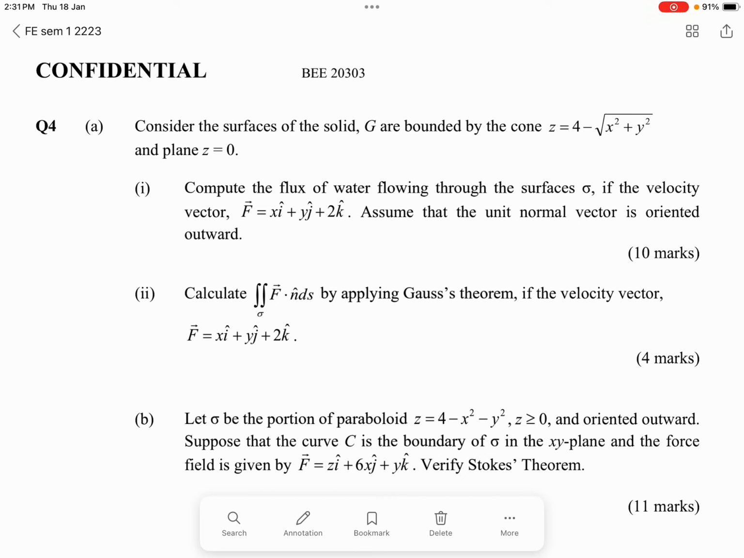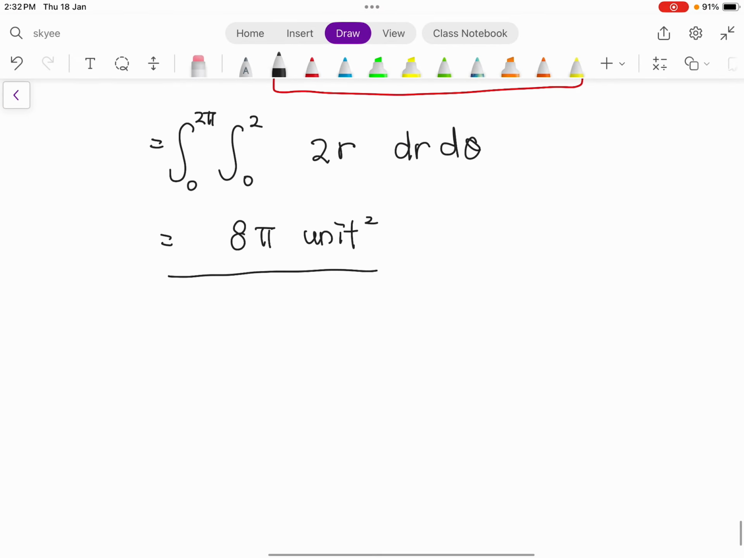Question 1 is about finding the flux of water passing through the surface, so this is the surface integral of a vector field. The second one is to calculate the surface integral of the vector field by applying the Gauss theorem. F is given. Based on these two questions, they are actually asking you to verify the Gauss law, because you need to use the left-hand side equation to solve question 1 and the right-hand side equation to solve question 2. So let's look at the solutions.